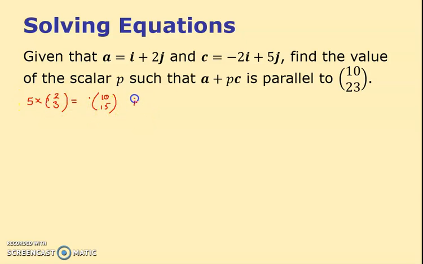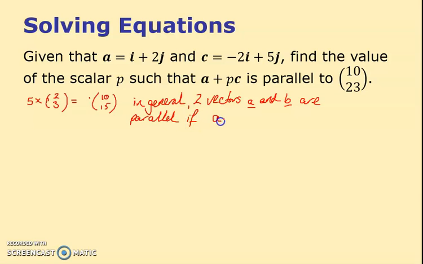So in general, two vectors, A and B, are parallel if basically A equals, well, we normally pick a letter to represent a number.